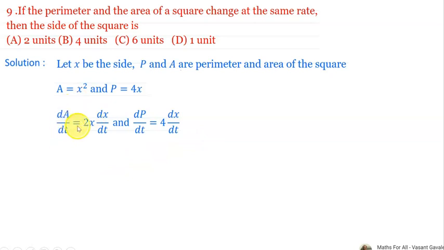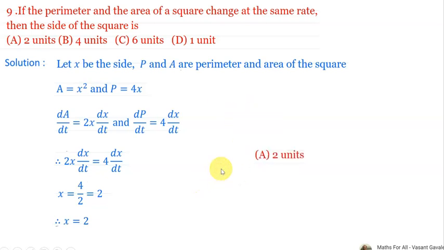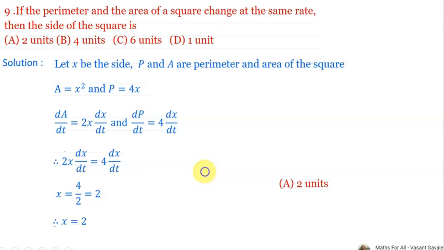dA by dt is equal to 2x into dx upon dt. dP by dt is equal to 4 into dx by dt. Therefore, as these two rates are equal, 2x into dx by dt is equal to 4 into dx by dt. Okay, dx by dt gets cancelled on both sides. Therefore, 2x is equal to 4, x is equal to 4 by 2, and hence x is equal to 2. Okay, and hence option A is correct here. Next example.